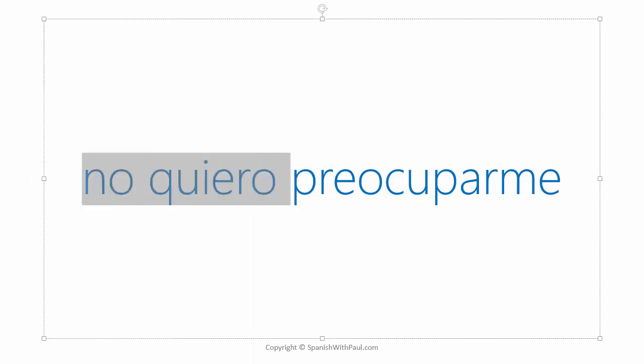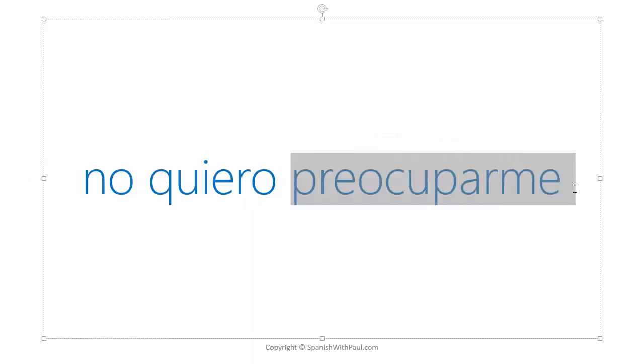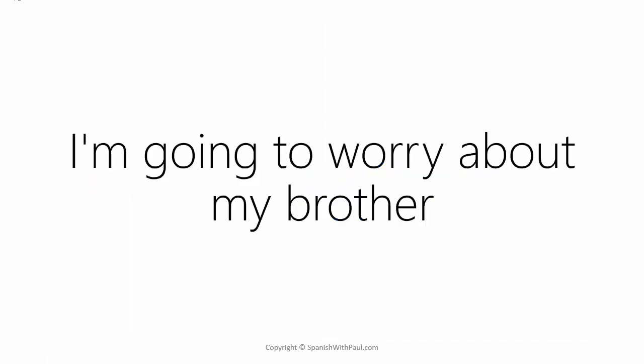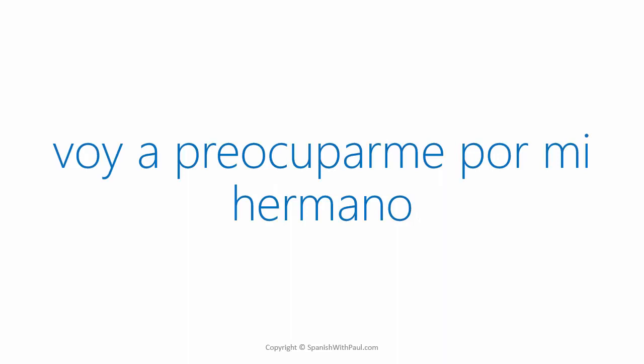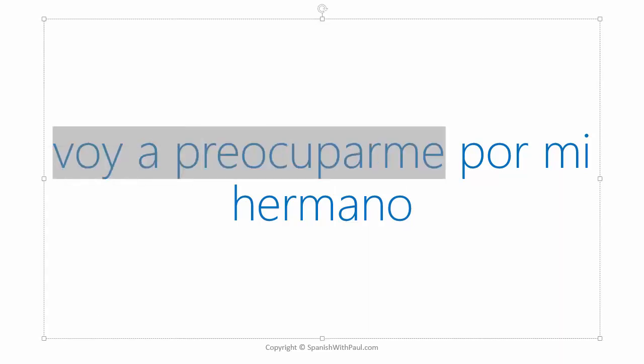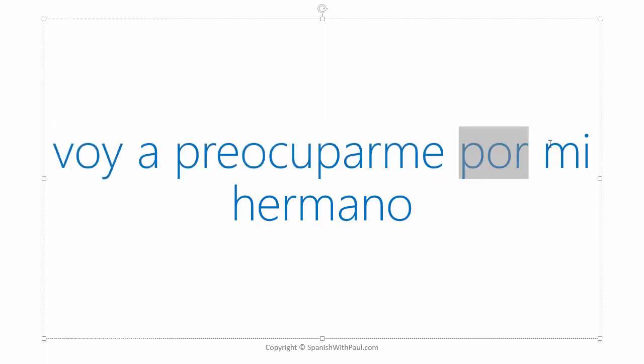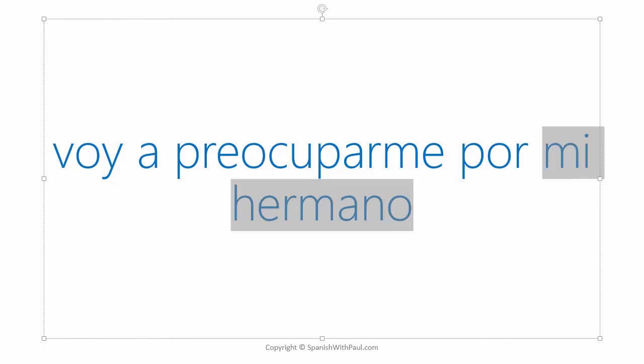You see how it's reflexive? I don't want, no quiero. And then to be worried myself, I guess we would say literally in English, preocuparme. They make the action of being worried reflexive. Try this one. I'm going to worry about my brother. Voy a preocuparme por mi hermano. Here we're using the handle going to, voy a preocuparme, I'm going to be worried. And then the reason why, so we have por, is for my brother, mi hermano. Voy a preocuparme por mi hermano.